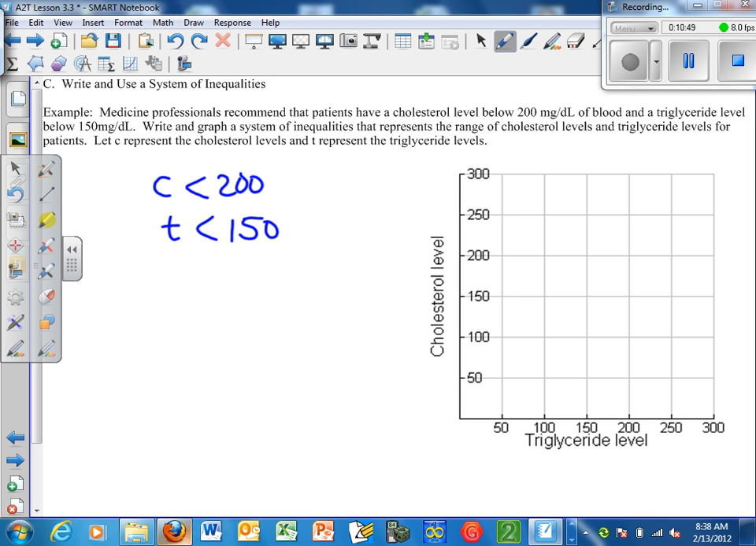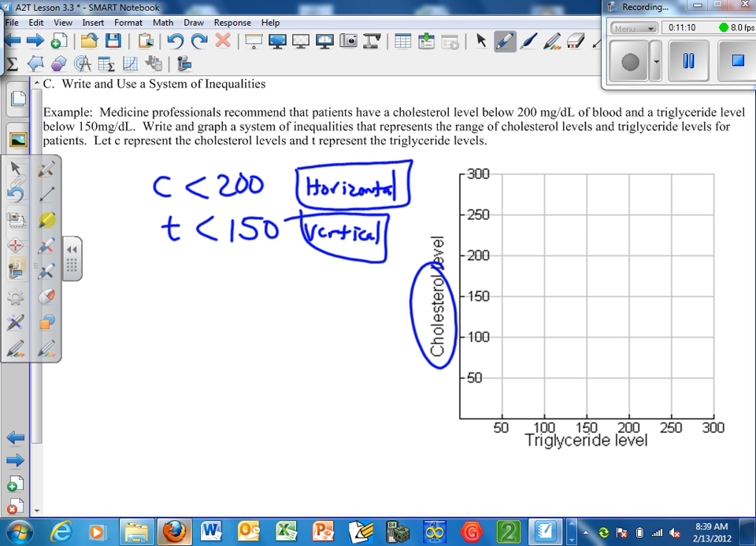Now, because cholesterol right here is on the vertical, that's like the y, so this is y equals 200, so this is a horizontal line. You don't use the slope-intercept method, this would just be a horizontal line. This one, because T's on the horizontal axis, is going to be a vertical line. They're both going to be dashed.